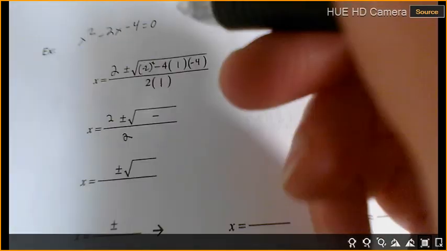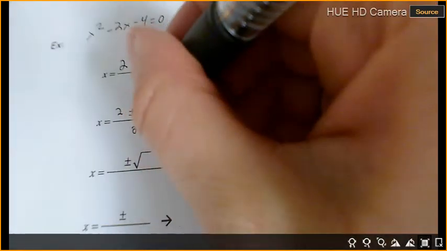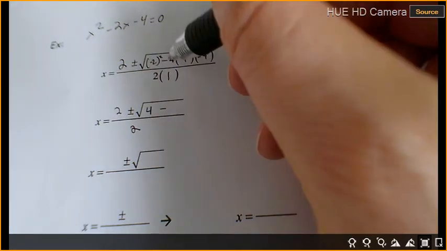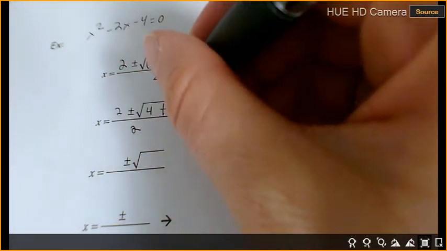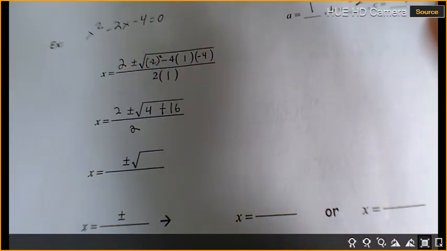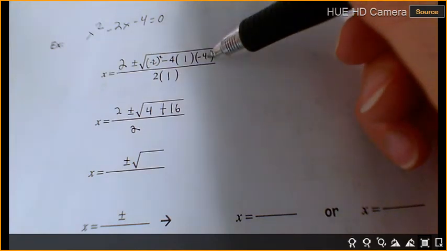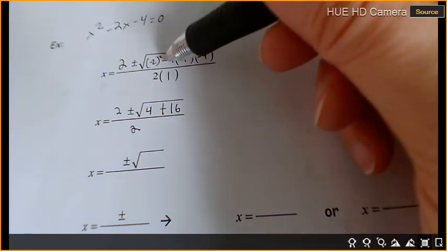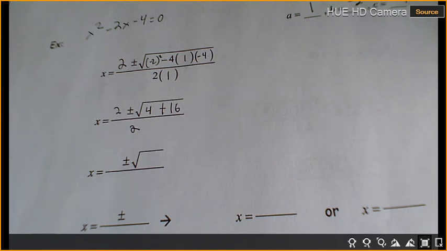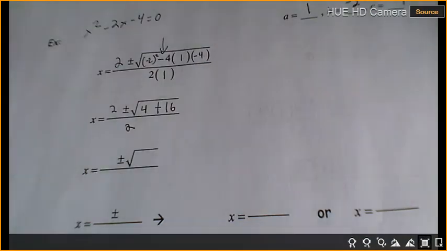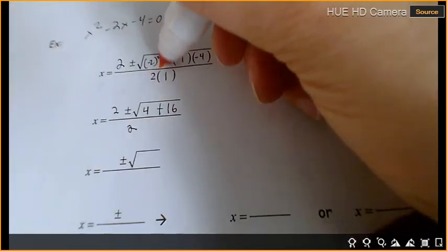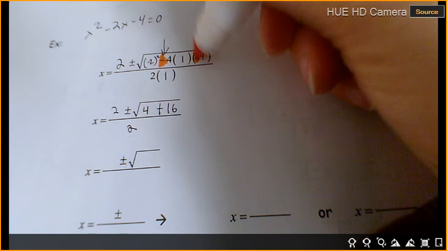What's negative 2 times negative 2? 4. What is negative 4 times 1 times negative 4? Positive 16. I'll do it again. 4 times 1 times negative 4 is negative 16, and then we have 2 negatives together. That ends up making a positive. You can think of it that way too. This negative right here, this negative right here, and this negative right here make it positive.